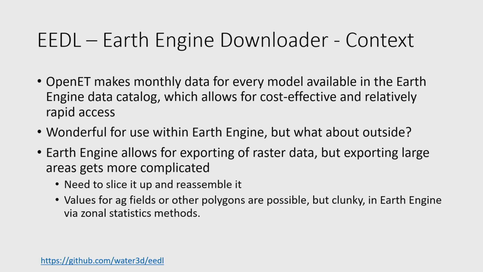But I personally feel like running zonal stats in Earth Engine is really clunky. So we actually do all that as post-processing locally. You're already getting the rasters, so we run raster stats locally to get polygon information. And that saves you from having to upload your polygons to Earth Engine as an asset too.